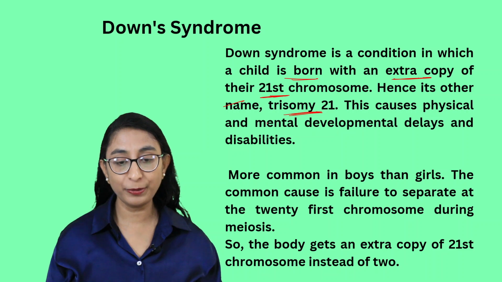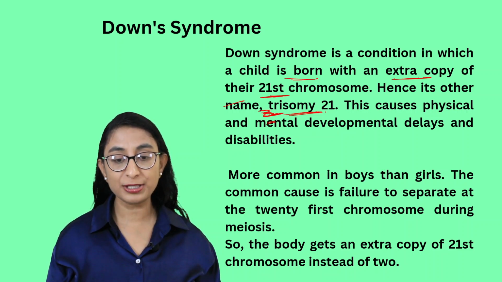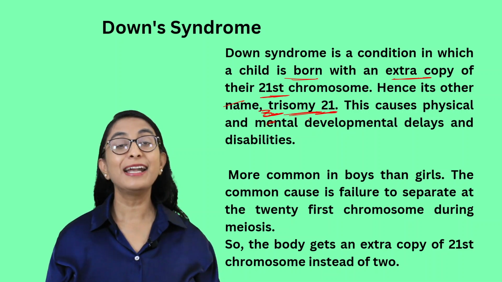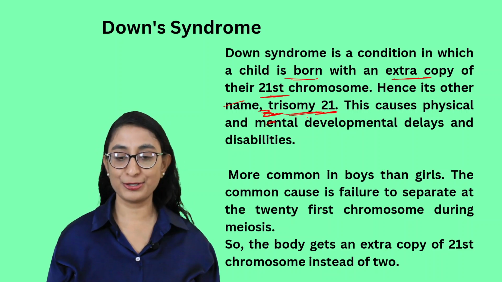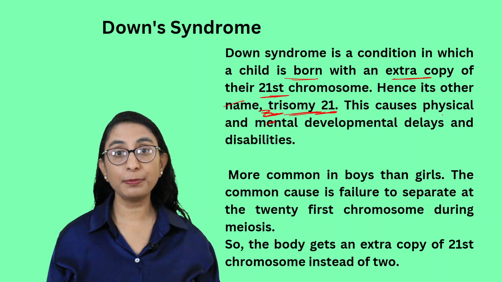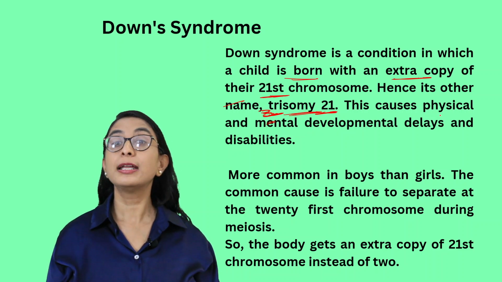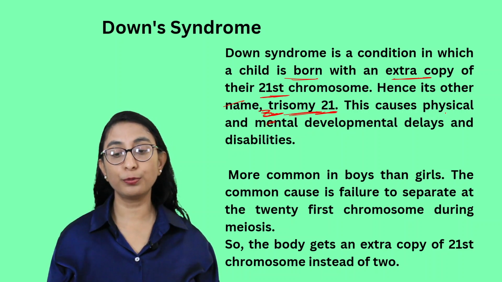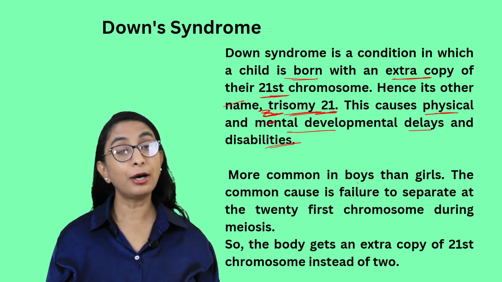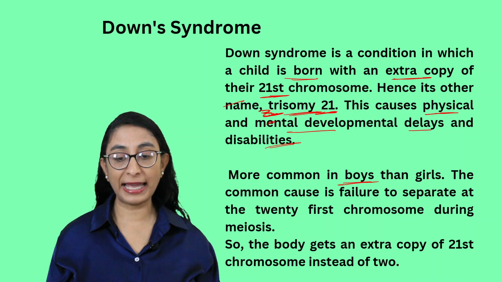Okay, trisomy, tri means three. Tri means three, isn't it? So there are three chromosomes at the 21st position, and that is why we call Down syndrome trisomy of the 21st chromosome. Okay. So because of this extra chromosome at the 21st place, instead of two chromosomes, the person will have three chromosomes. That leads to various physical and developmental delays and disabilities in the child. Okay. So very commonly we can see Down syndrome present among boys more than in girls.